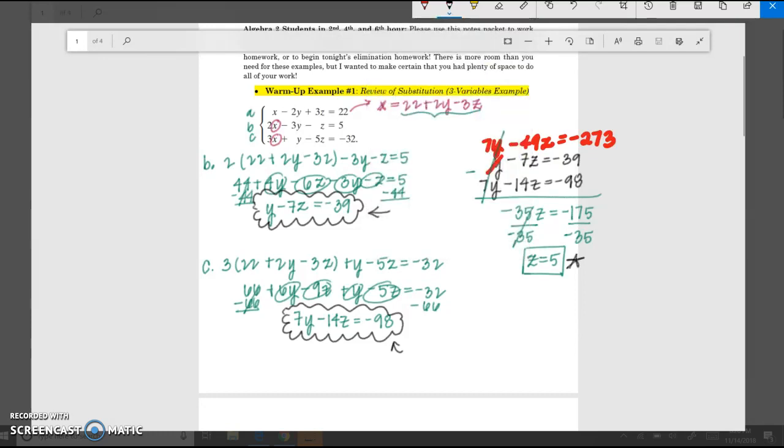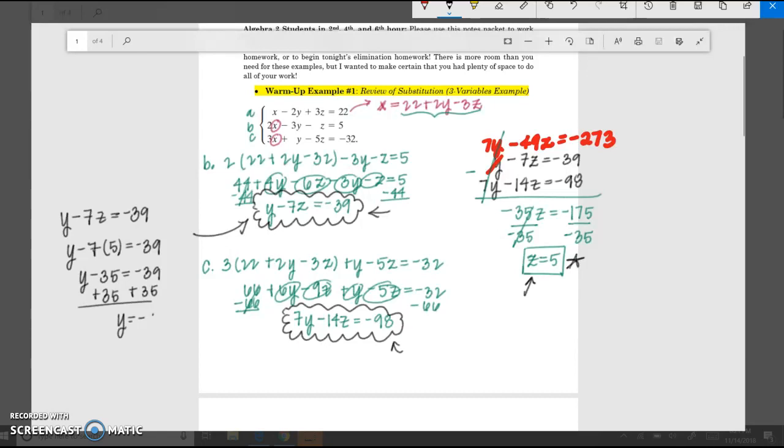So we found this expression. I'm going to go ahead and take this z right here, and I'm going to plug it in to this equation, so that way I can solve for y. So I'll have y minus 7z is equal to negative 39. y minus, we found that z was 5, is equal to negative 39. If I multiply, y minus 35 equals negative 39. And then I can add 35 to both sides. And when I do that, I get that y is equal to negative 4.